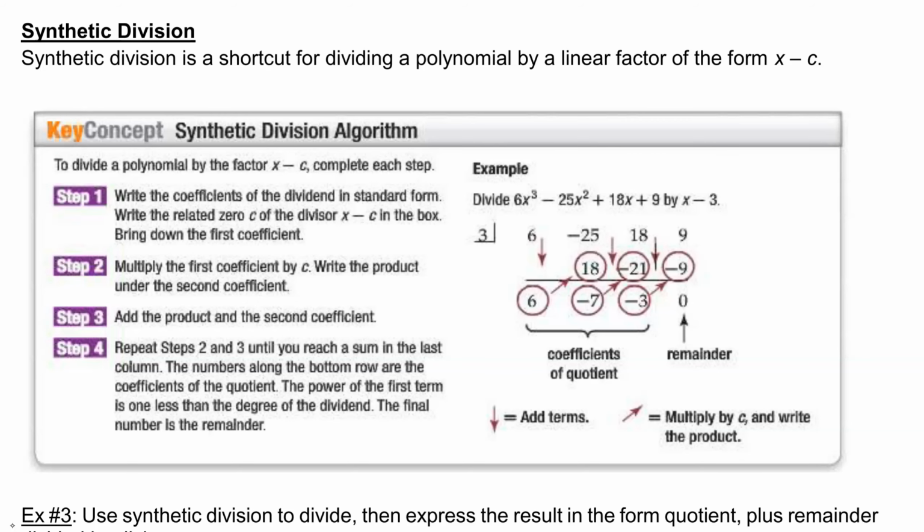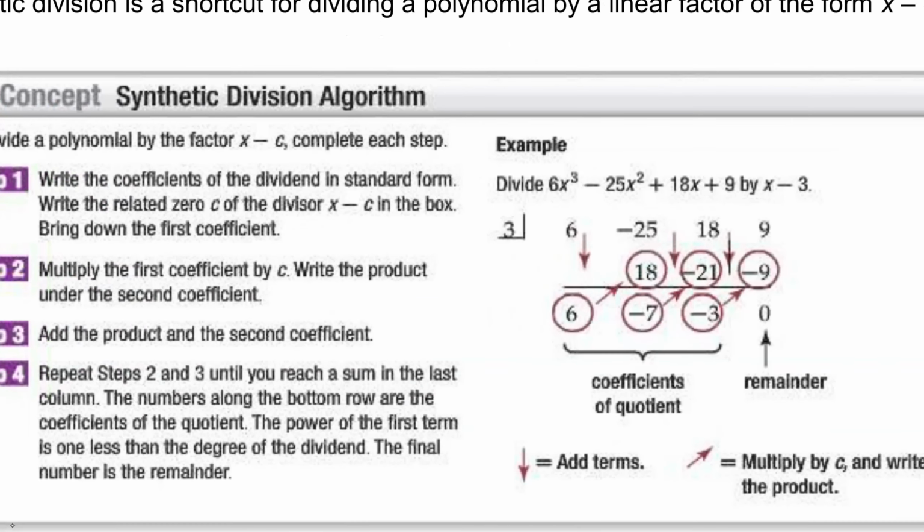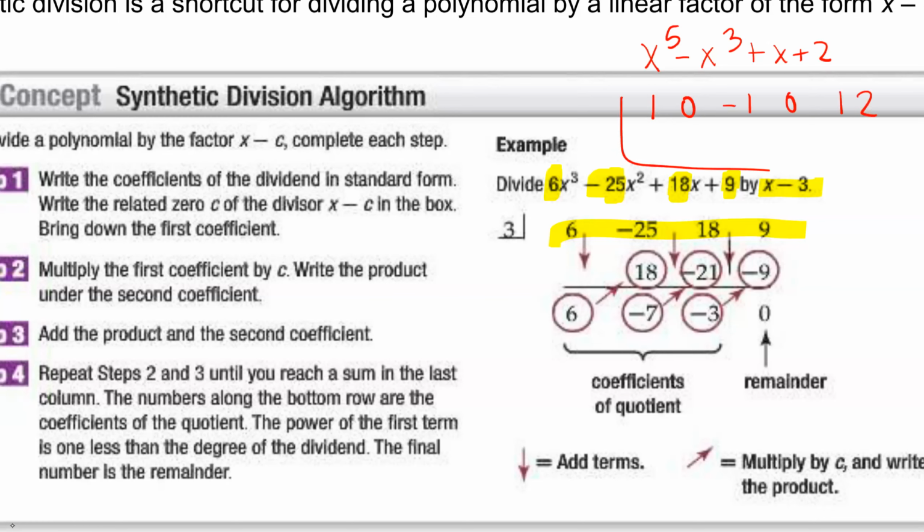So in this example, I'm dividing by x minus 3. The first thing you do is write the coefficients of the dividend in standard form. So I have 6, negative 25, 18, and 9, and that's what I write here. And once again, if you have a missing term, you have to put a 0. What I mean by that is if I had something like x to the 5th minus x to the 3rd plus x plus 2, you would have to write the coefficients as 1, 0, negative 1, 0, 1, and 2, because we don't have an x to the 4th term and we don't have an x squared term. You have to have zeros as your placeholder.